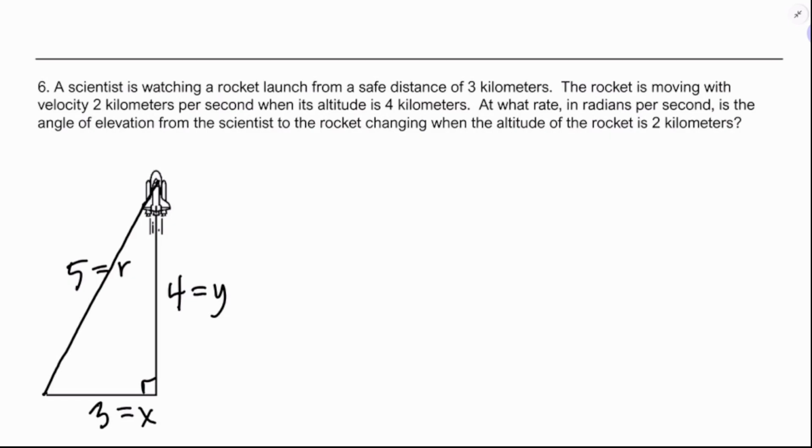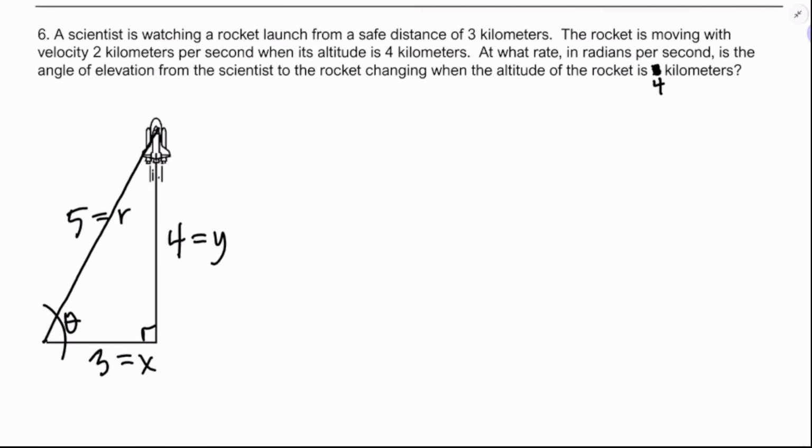At what rate in radians per second, so I've got theta here, is the angle of elevation from the scientist to the rocket changing when the altitude of the rocket is 2? Okay, that must be a mistake. I think that needs to be altitude is 4, because that's the only time I know about. Okay, didn't catch that. I don't think we went through this one in class.